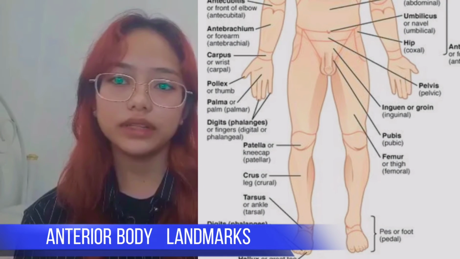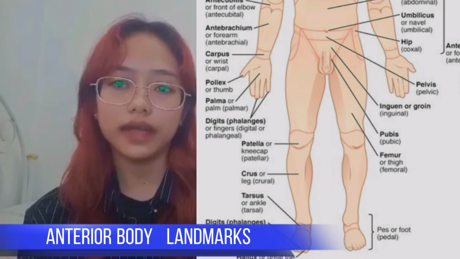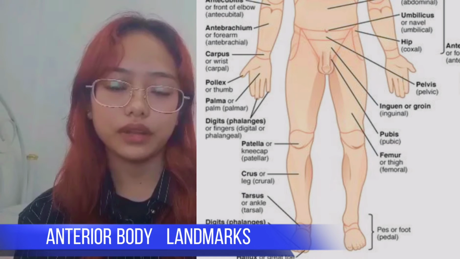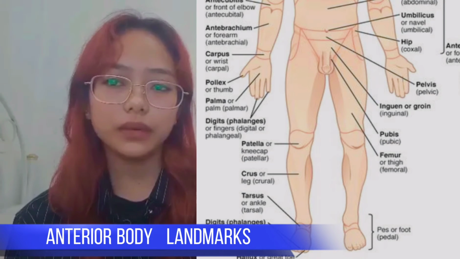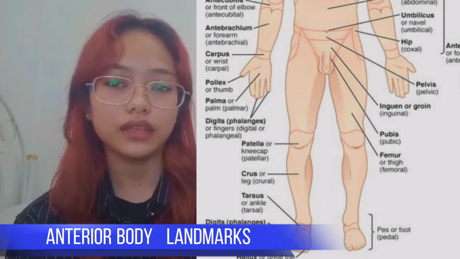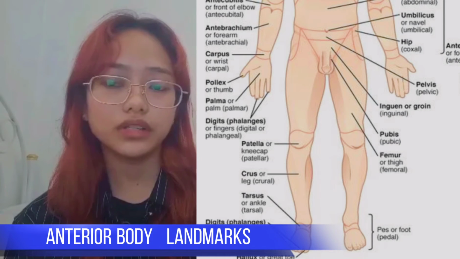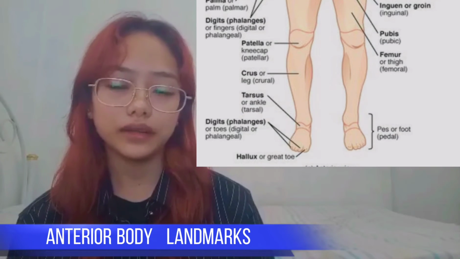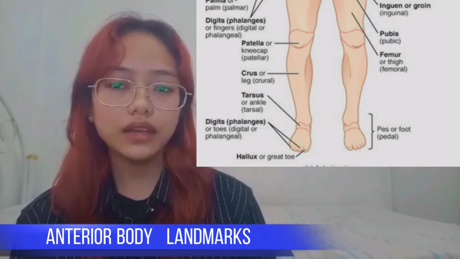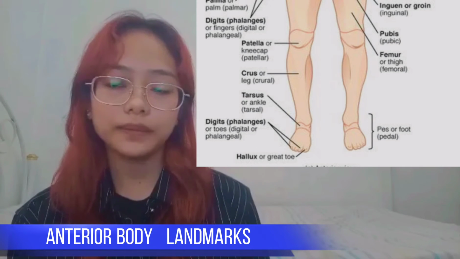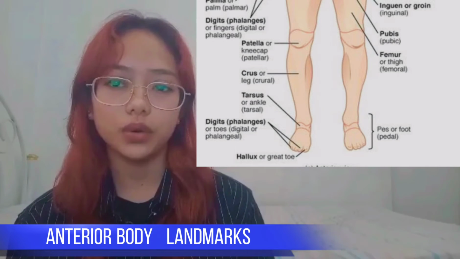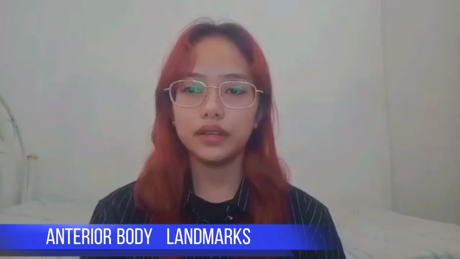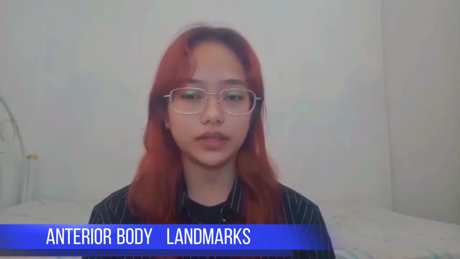Now the lower limb, we have coxal or hip, and the femoral or thigh, and the crural or leg. In the pelvic region we have the inguinal or groin, and the pubis is what you call genital. And lastly, the pedal or your foot, containing the tarsal or ankle, digits or toes, and the hallux or your great toe. Whew! That was quite a lot for the anterior view.